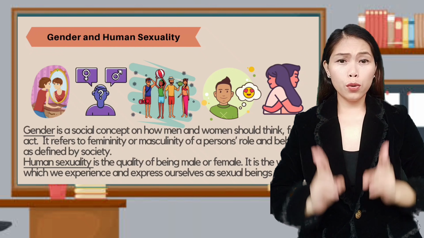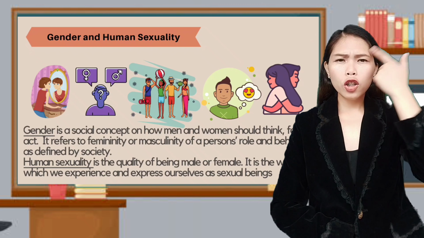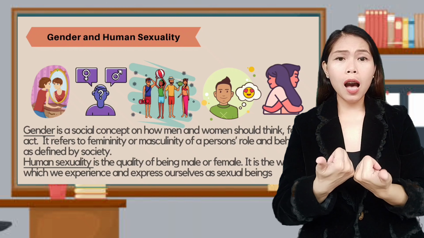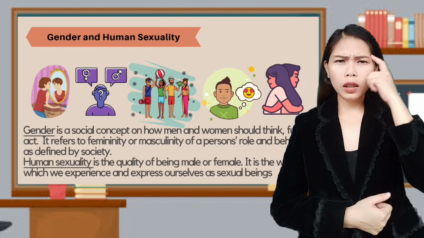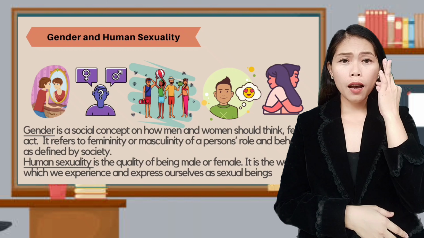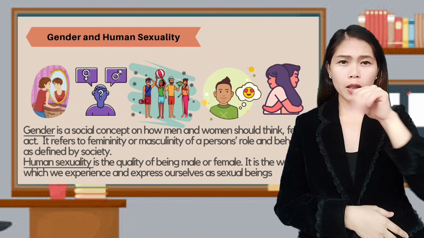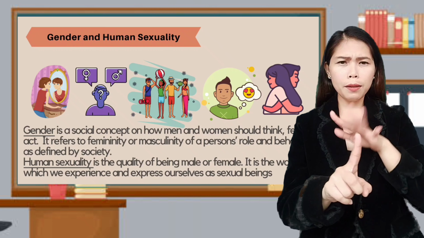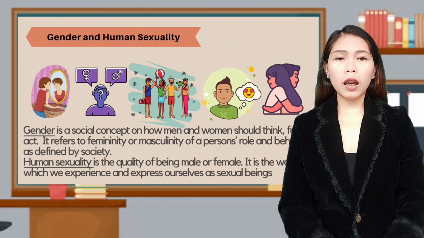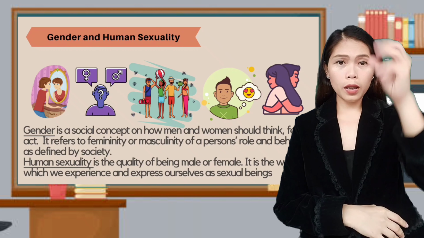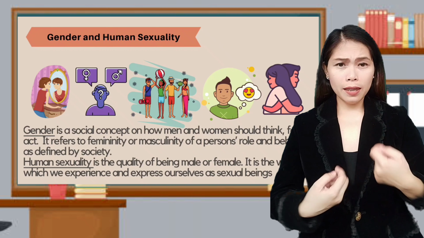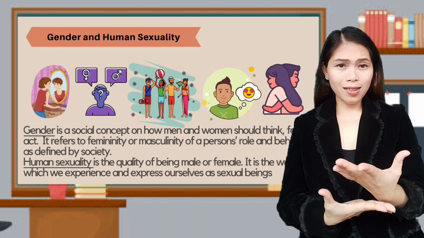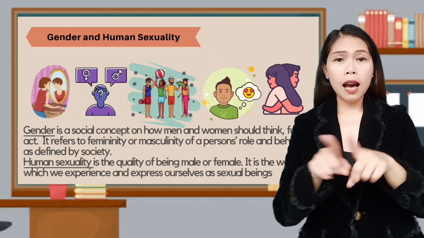Gender and human sexuality. Gender is a social concept on how men and women should think, feel, and act. It refers to femininity or masculinity of a person's role and behavior as defined by society. Human sexuality is a quality of being a male or a female. It is the way in which we experience and express ourselves as sexual beings.